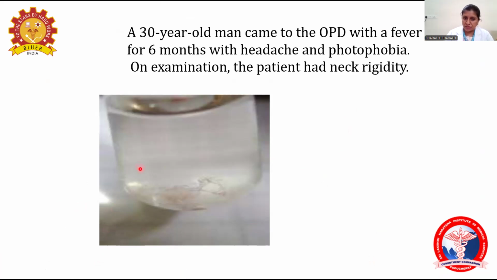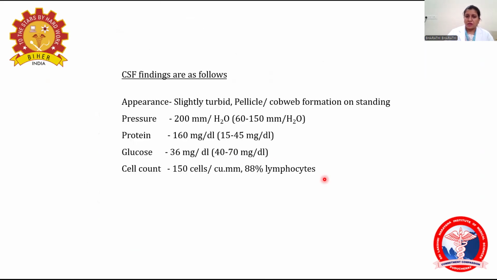And this is the gross appearance of CSF. As you can see, there is something called cobweb formation. And these are the CSF findings. It is slightly turbid. It has pellicle or cobweb formation on standing. Pressure is increased; generally it is 60 to 150, but it is increased up to 300. Protein is also increased, 160 mg per deciliter, normally up to 45. Glucose is a little bit decreased, not too much, from 42 to 36. And cell count is 156.